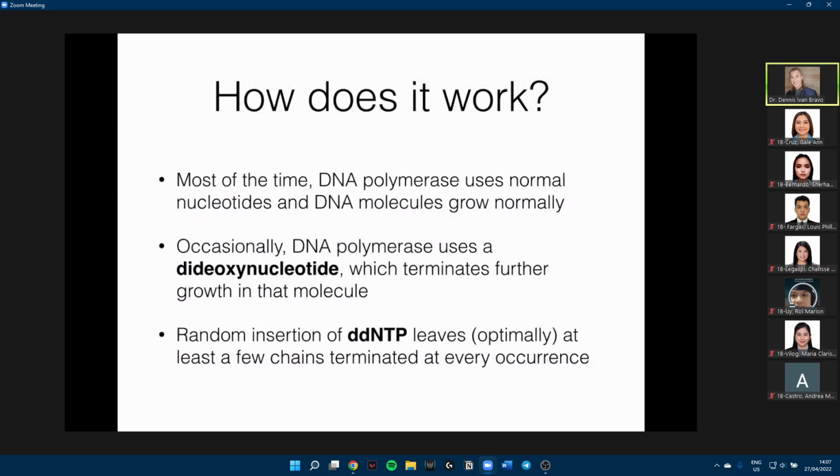So what's the principle behind it? Most of the time, the DNA polymerase uses normal nucleotides and the DNA molecule grows normally. Occasionally, DNA polymerase uses a dideoxynucleotide, which terminates further growth in that molecule. So the random insertion of dideoxynucleotide leaves at least a few chains terminated at every occurrence. So what does that mean?